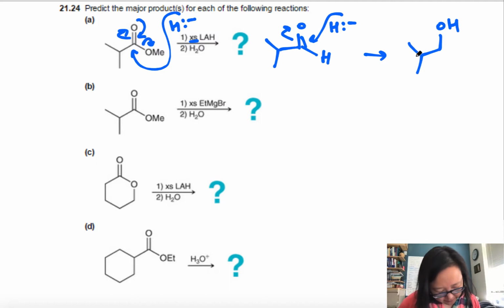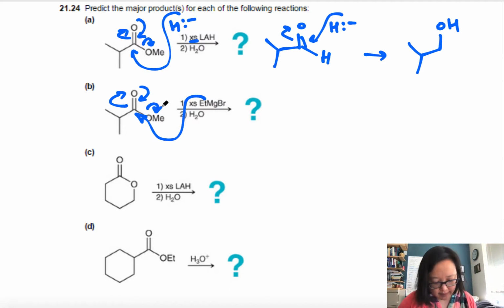This next one is a Grignard reagent, so I'm just going to do my addition elimination. That means I'm going to end up with an ethyl group here. And I regenerated the ketone, I don't get the alcohol. If you want to, you can write the byproduct.